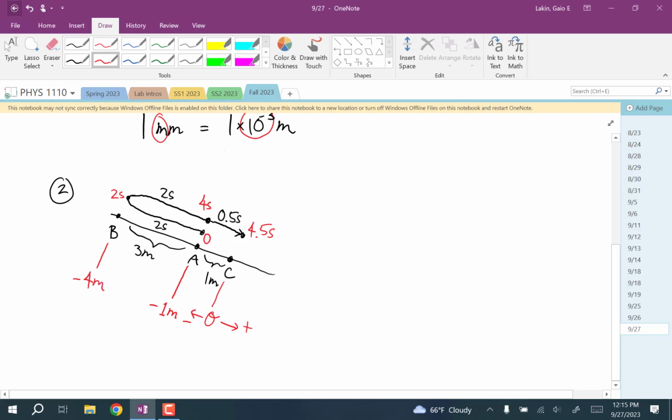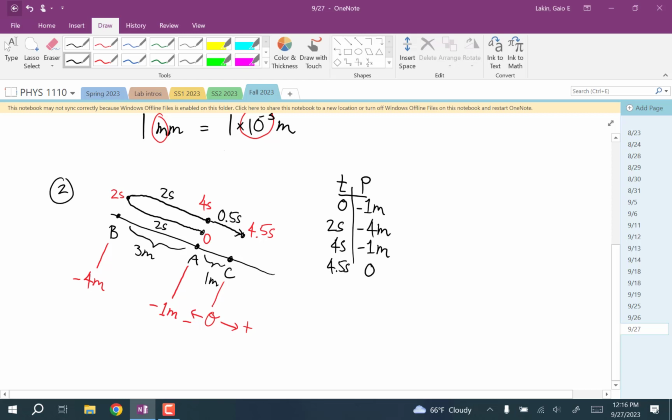And so now we can just follow this path along the whole way. And I always make a little table with times and positions. At time 0, the position is -1 meter. At time 2 seconds, the position is -4 meters. At 4 seconds, the position is -1 meters again. And then at 4.5 seconds, the position is 0.